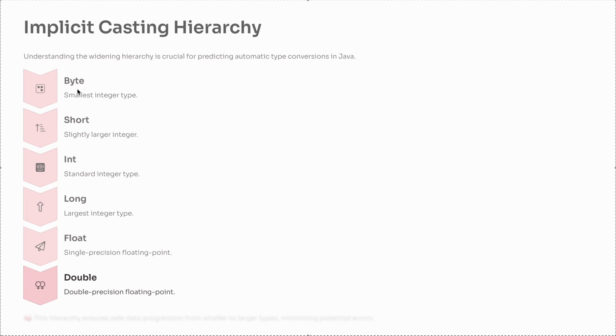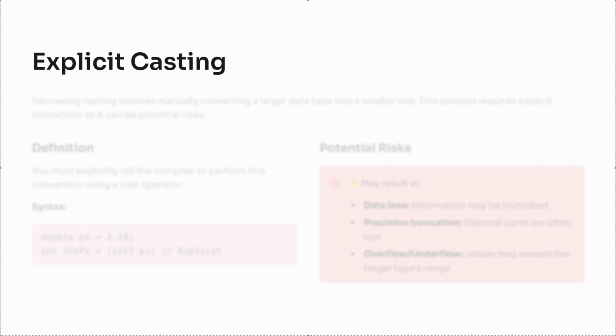You can convert the byte to short, or byte to int, or byte to any one above that. This process is called implicit casting. Next we will see explicit casting. The second type of data casting is typecasting, called explicit casting.